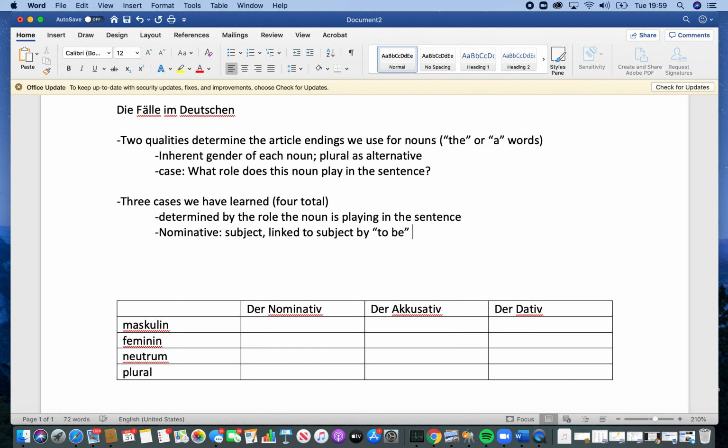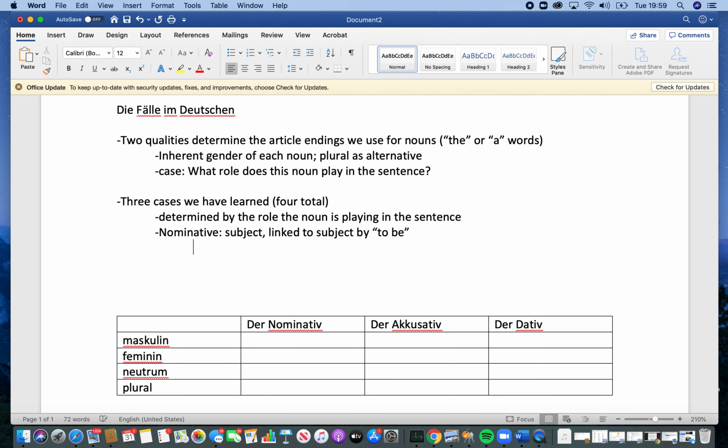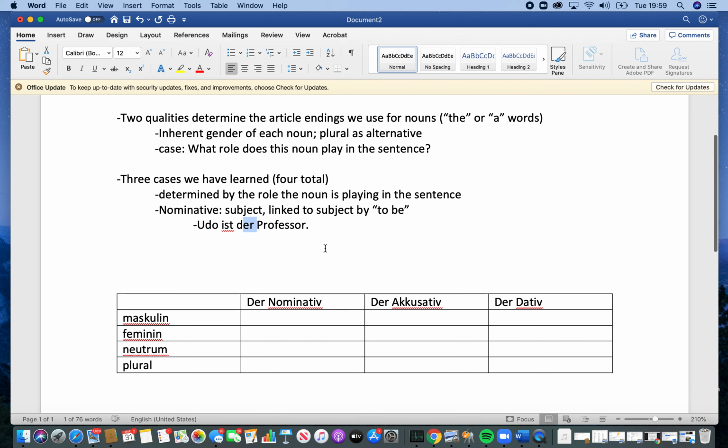If I want to say, let's say, Udo ist der Professor. We know that der changes to den in accusative, but here, even though der Professor and Udo are 2 different nouns, we're going to keep der because to be just links subjects together. It's called a complementary verb, if I'm not mistaken. So yes, nominative, subject of the sentence.